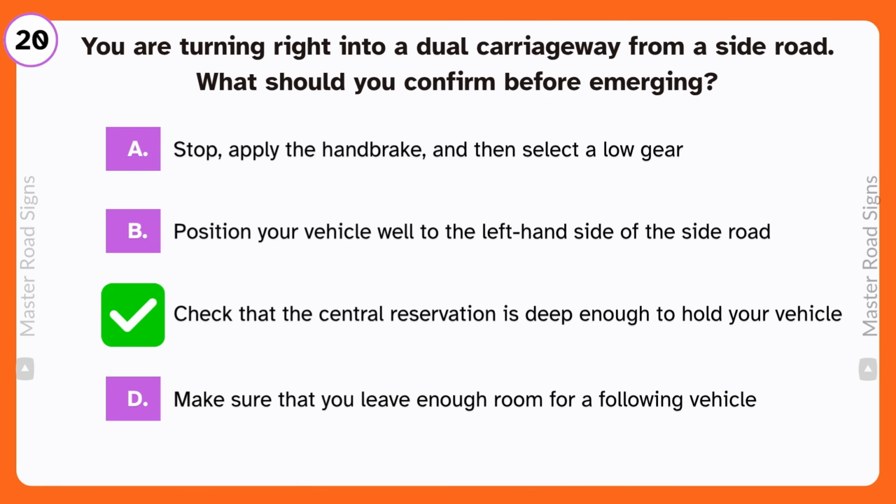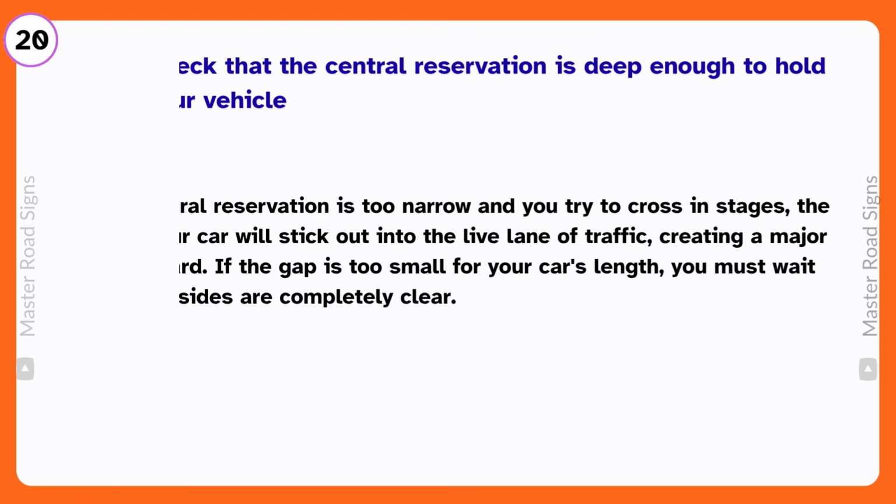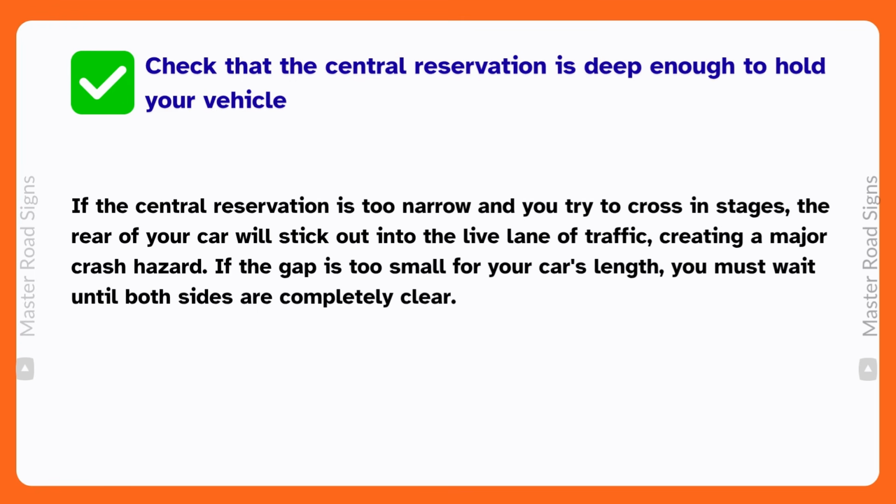Correct answer is option C. Check that the central reservation is deep enough to hold your vehicle. If the central reservation is too narrow and you try to cross in stages, the rear of your car will stick out into the live lane of traffic, creating a major crash hazard. If the gap is too small for your car's length, you must wait until both sides are completely clear.